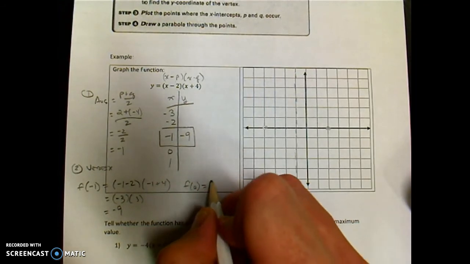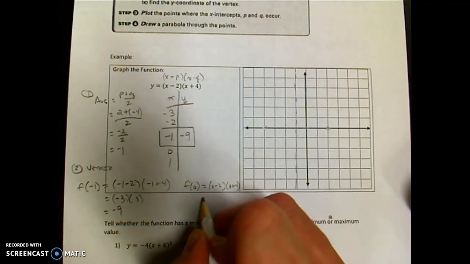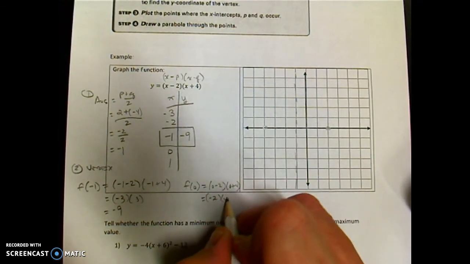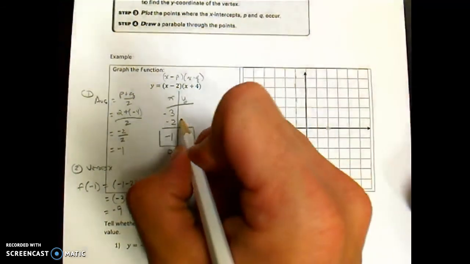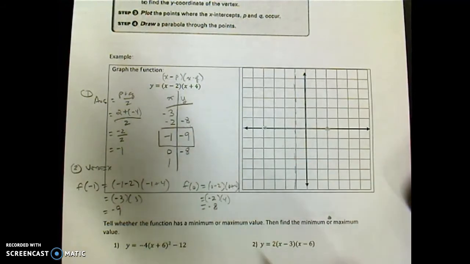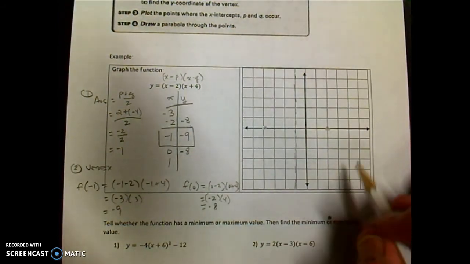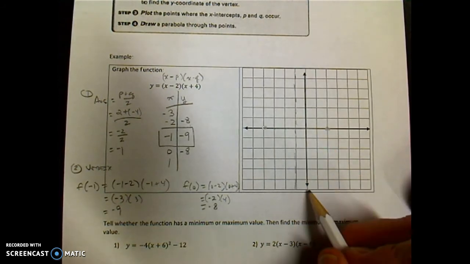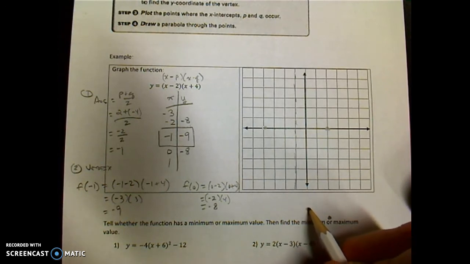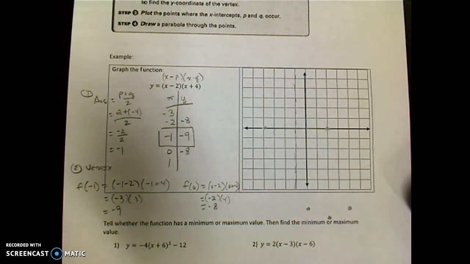f of 0. 0 minus 2 times 0 plus 4. Negative 2 times 4 equals negative 8. So when x is 0, y is negative 8. Similarly, due to symmetry, when x is negative 2, y is negative 8. So let's plug those points in. About those 2 points right there.